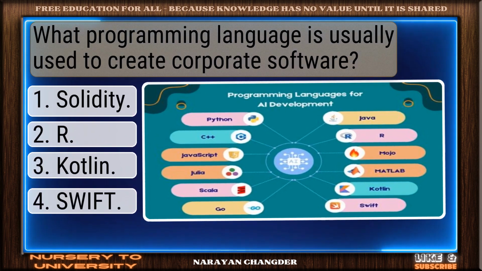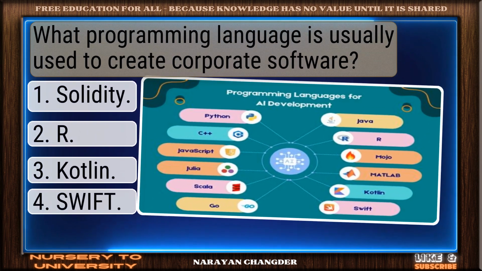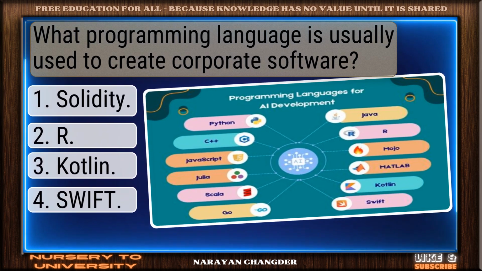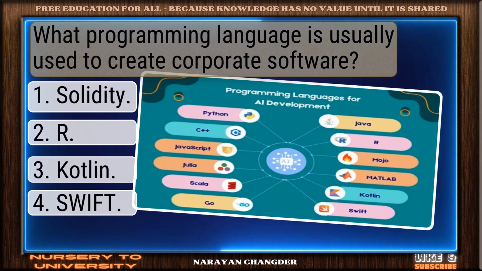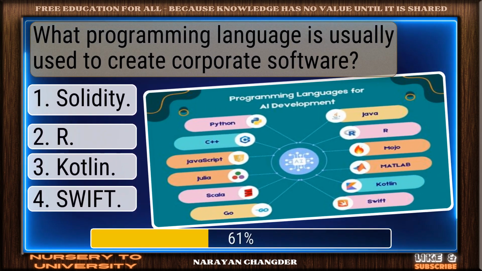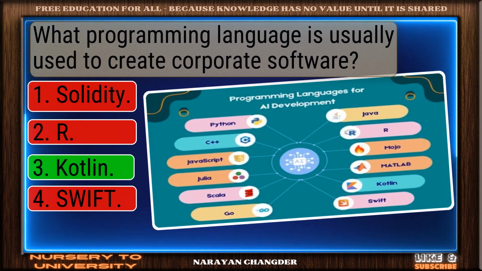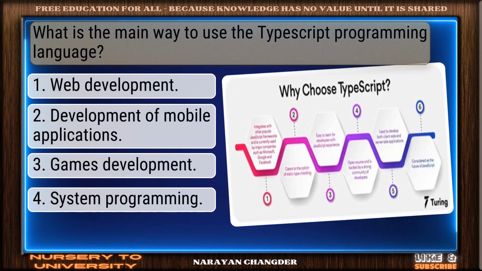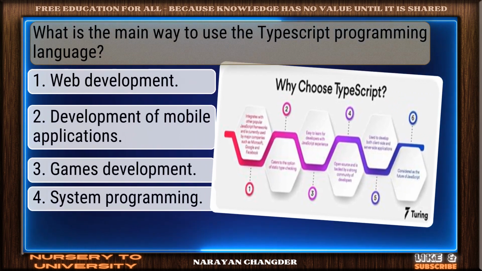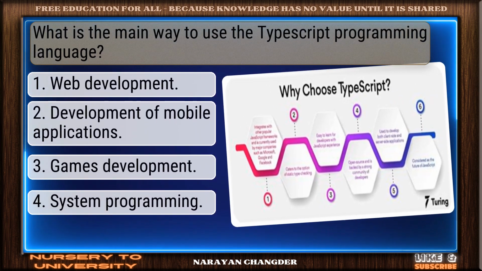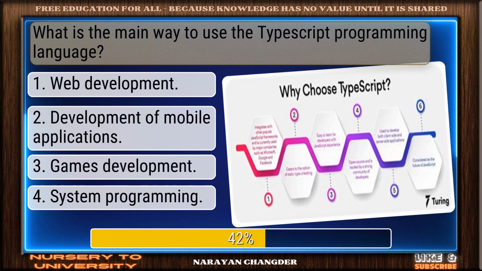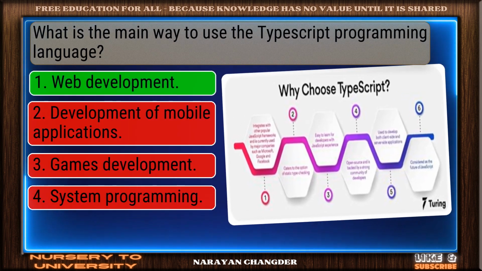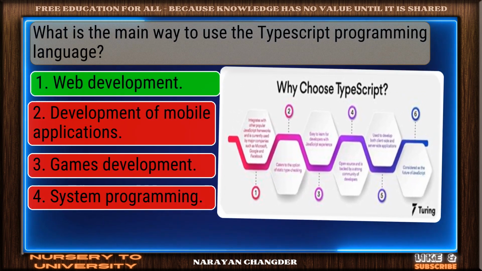Question number 5. What programming language is usually used to create corporate software? Good job. Your answer, Kotlin, works well here. Question number 6. What is the main way to use the TypeScript programming language? Well done. Web development is the right choice.